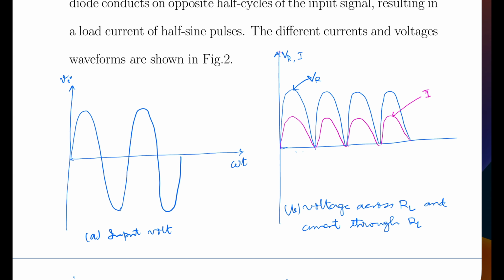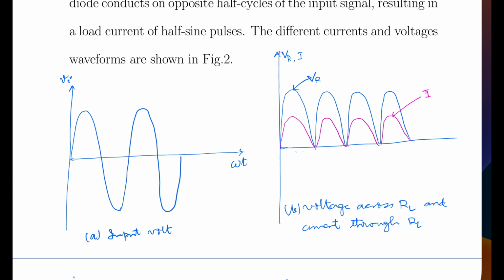Figure 2b shows you the voltage across RL and the current through RL. Since the current flows through the resistor all the time, whether through diode D1 or through diode D2, and because the input potential increases and decreases, the output potential also increases and decreases. Clear? Since the current rises and falls, the current is now unidirectional. Current flows in the same direction through the load, from its top end to the bottom end. So current flows through the resistor in the same direction.